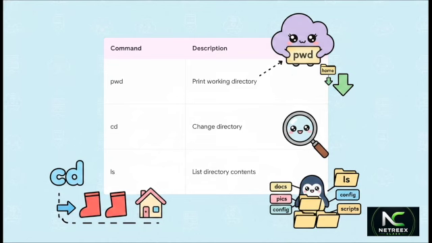And to get around, here are 3 super friendly commands you're going to use constantly. pwd prints your working directory. It basically answers the question, where on earth am I right now? cd changes your directory, letting you move around the file system. And ls lists out the contents of whatever directory you happen to be in.